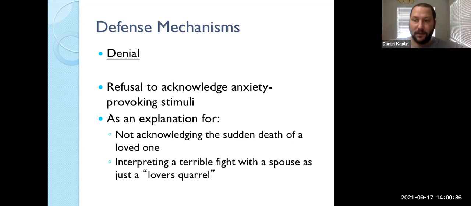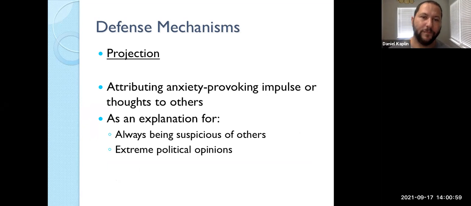Denial is just saying it's not true. So a person might experience denial if they get a bad grade on a test. They might say, no, it can't be. Or if they become sick, they might say, I want a second opinion. Or if someone dies, they're like, no, right? These are forms of denial because the body isn't ready to cope with it.